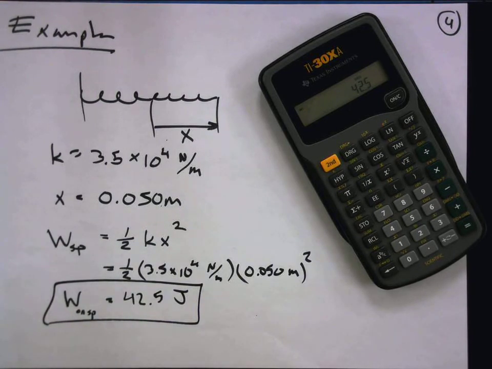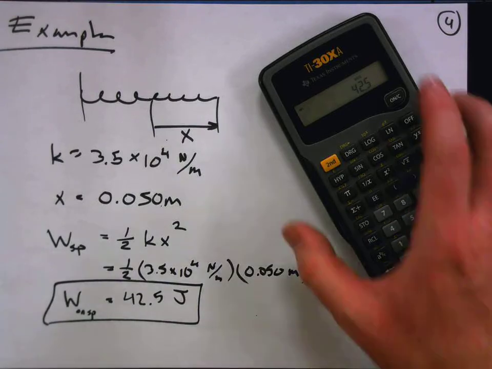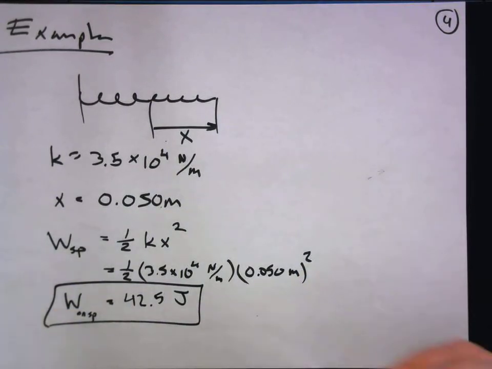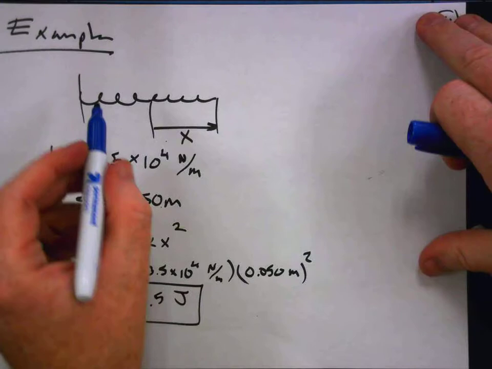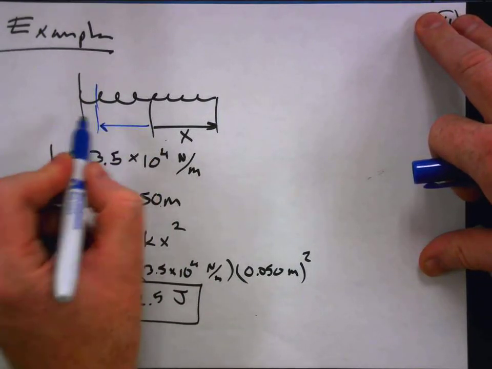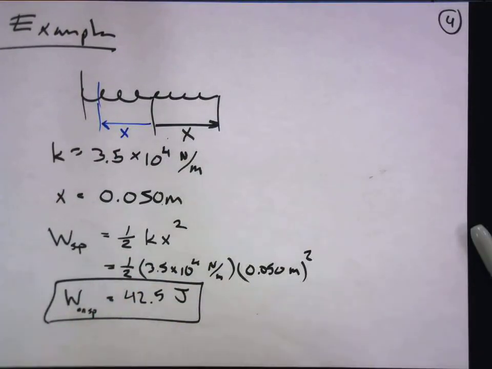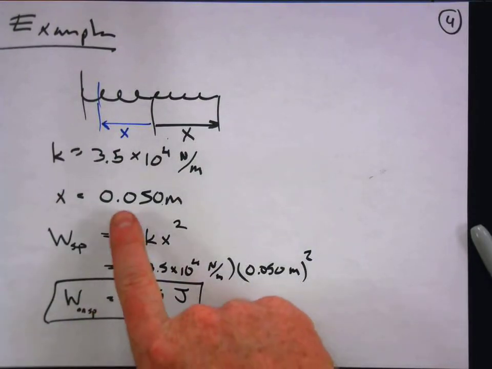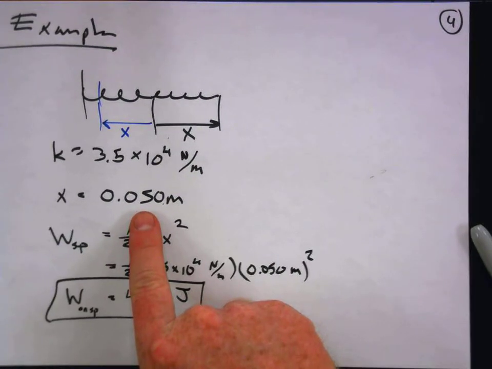What about the work you have to do to compress it? Let's say you take it the other direction. Sorry for all the noise. You're going to compress it by an equal amount. Well, now you do that, and x is still 0.050 meters.